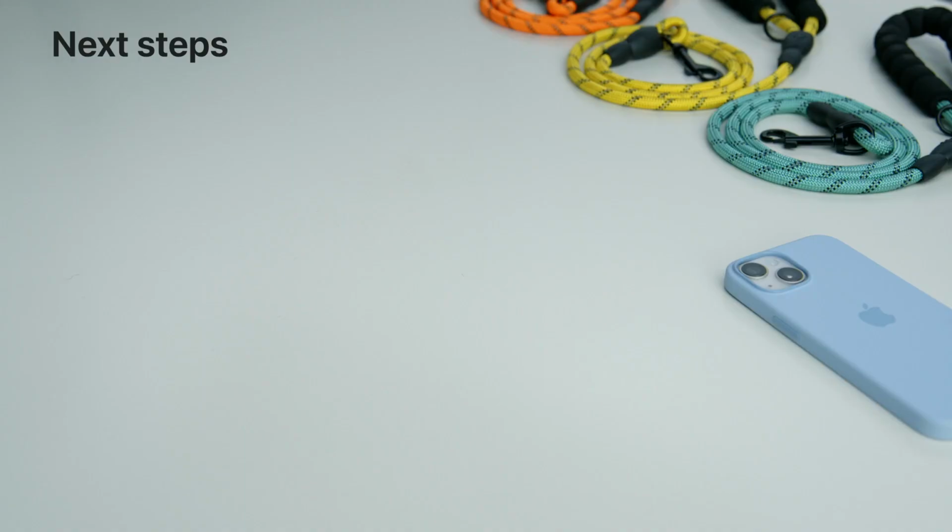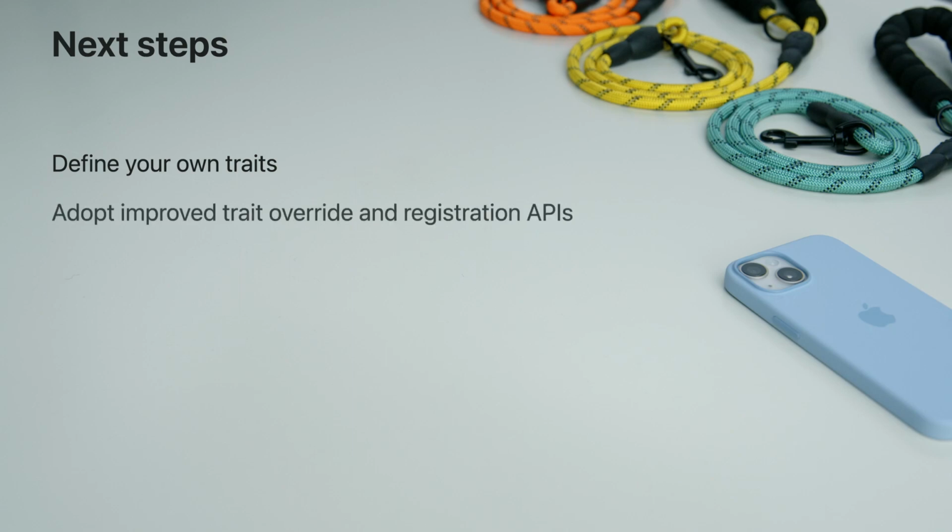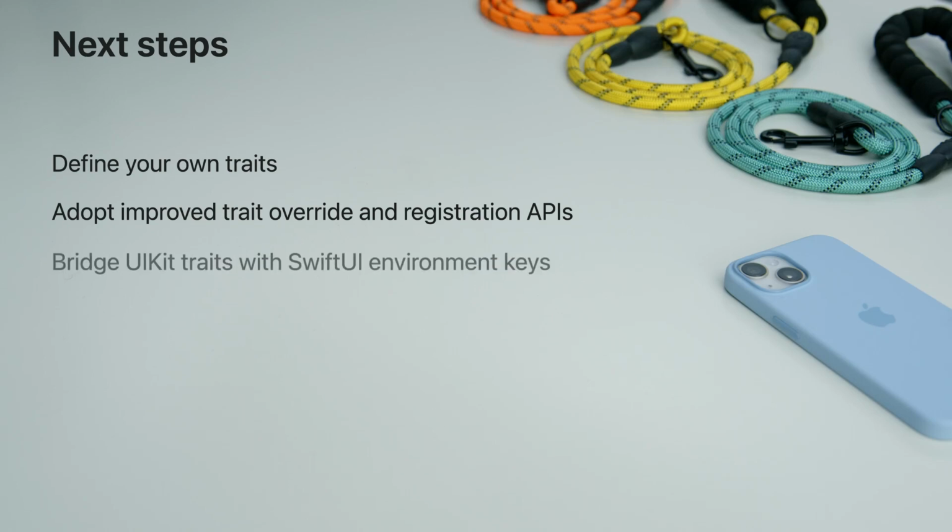Now that you've learned about these powerful new features, go and find places in your app where you can leverage the trait system to automatically propagate data by defining your own custom traits. Next, adopt the new trait overrides property to easily modify data in the trait hierarchy, and then use the more flexible trait registration APIs to create precise dependencies on the exact traits you use. Finally, bridge your custom UIKit traits with custom SwiftUI environment keys so that your data flows seamlessly between UIKit and SwiftUI components in your app.